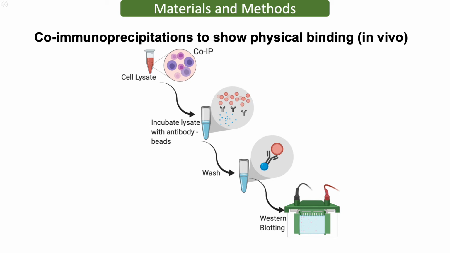We then see if this functioned correctly, and if we did pull out the t-shirt and CtBP complex, by Western blotting, because we'll see bands that are consistent with protein levels of CtBP and t-shirt.